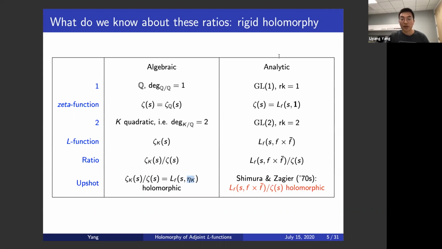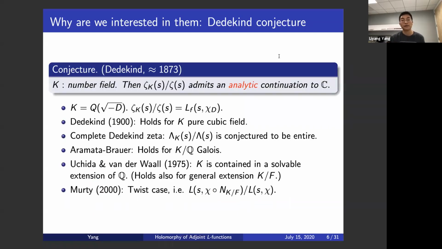We will now review some historic motivation for looking at these two ratios. Let's start with the algebraic part first. Initially it was a problem of Dedekind. Dedekind studied the ratios of Dedekind zeta functions of a field extension, and he conjectured that these ratios should be holomorphic everywhere. We've already seen this for quadratic fields, right? And Dedekind himself proved this conjecture for cubic fields.